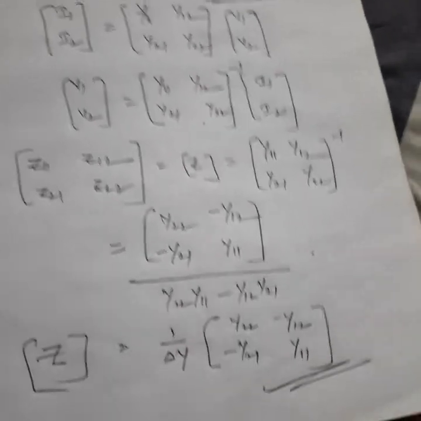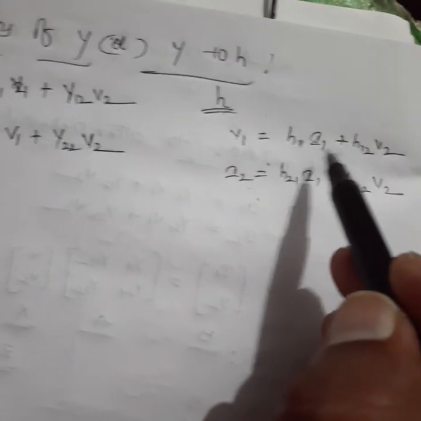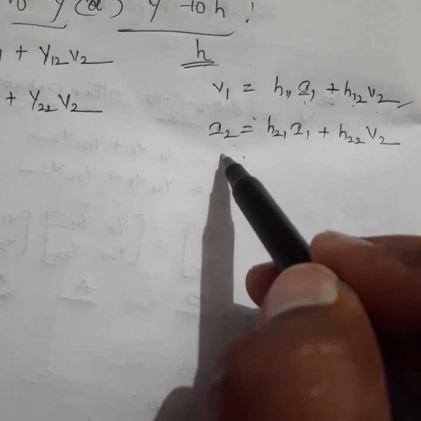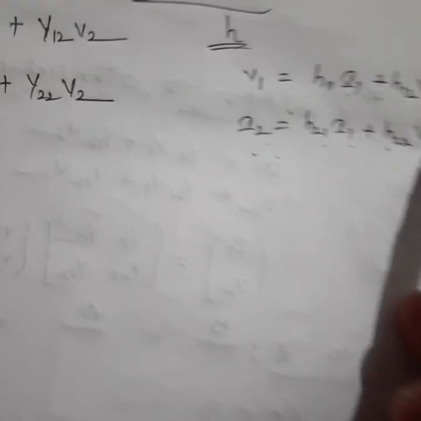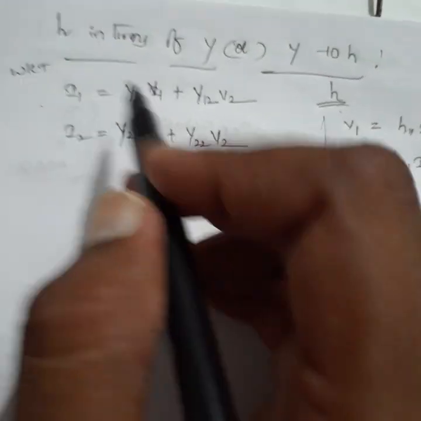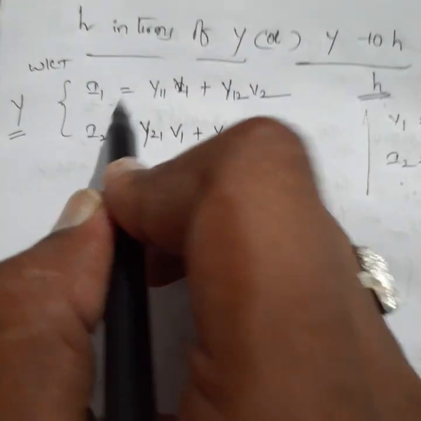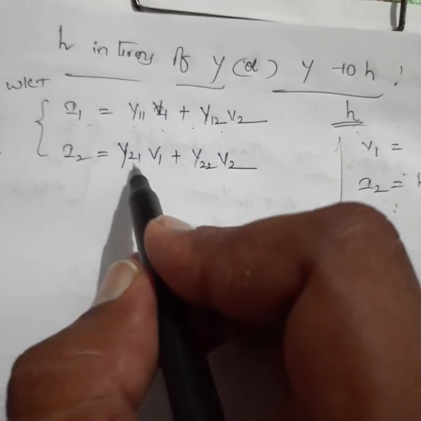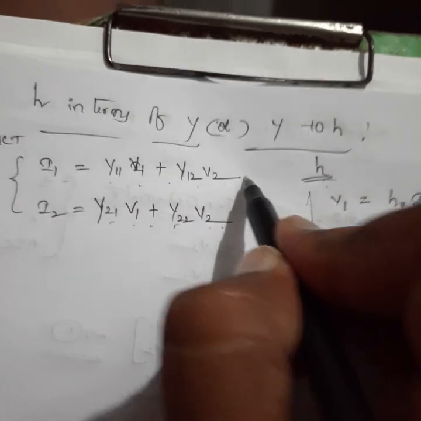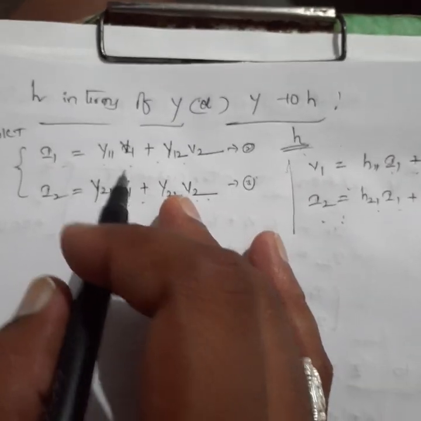Next we discuss the H parameters in terms of Y parameters, that means Y to H conversion. The H parameters are V1 equals H11 I1 plus H12 V2, and I2 equals H21 I1 plus H22 V2. The Y parameters are I1 equals Y11 V1 plus Y12 V2, and I2 equals Y21 V1 plus Y22 V2. From equation 2 and equation 3, I take the equation relations.